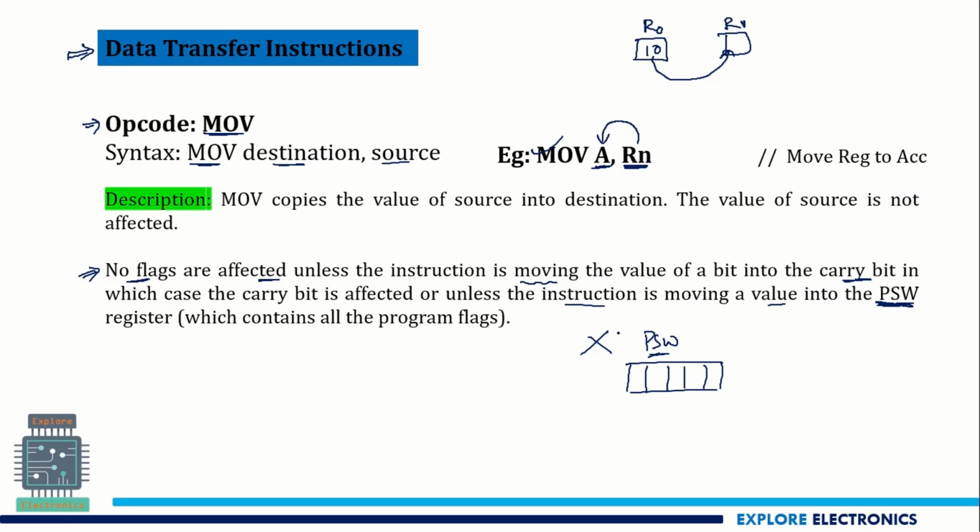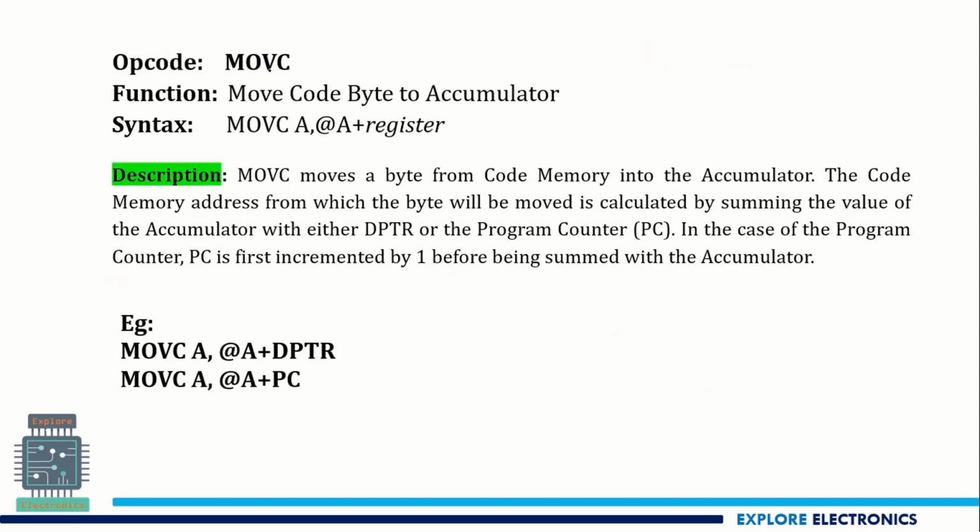This is the MOV instruction. Similarly, we have MOV with C. Here C indicates code memory: when we need to access code memory content, or program memory, whatever you call it, in such a case we need to use MOVC. Here also MOVC destination, comma, source, we are going to write.